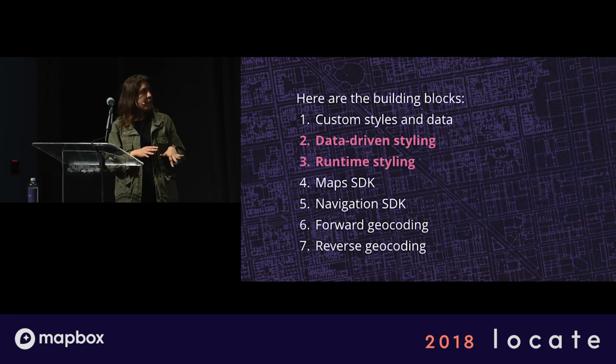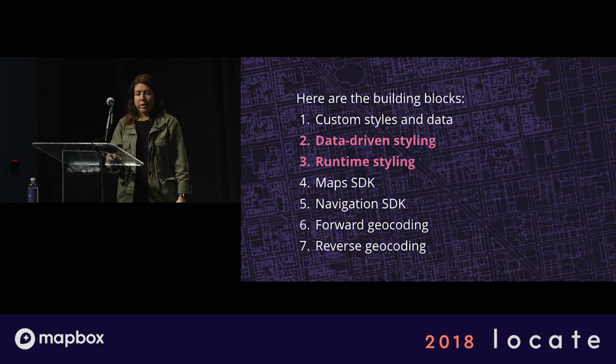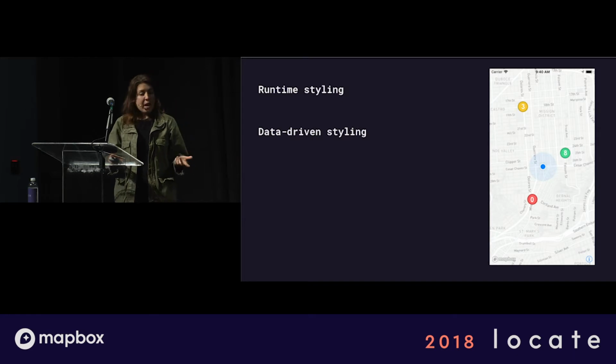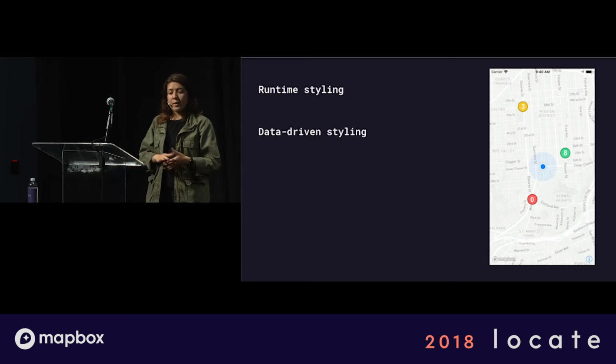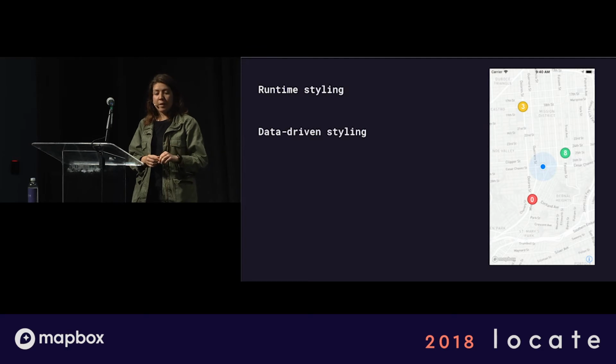The next two pieces I'll talk about at the same time. One was data-driven styling and runtime styling. This might have been some sort of vocabulary you've heard throughout your other talks today. But to recap, runtime styling allows you to dynamically change the map style displayed on your map in real time. So this allows you to customize every aspect of the map's appearance down to the smallest detail.